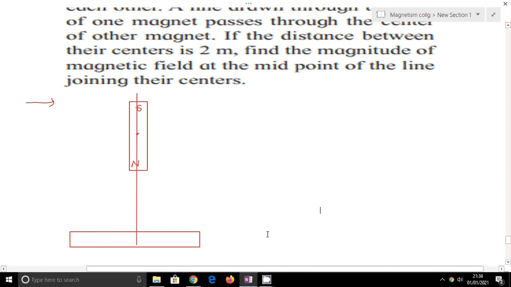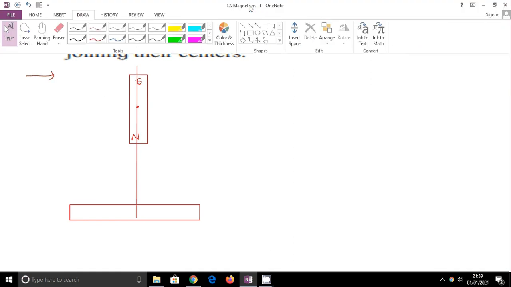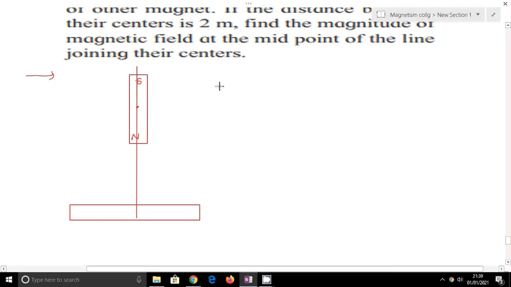Now we have to draw the axis of this second magnet. These two axes are perpendicular to each other, so here I draw the axis here. So see, these two axes are perpendicular to each other now.